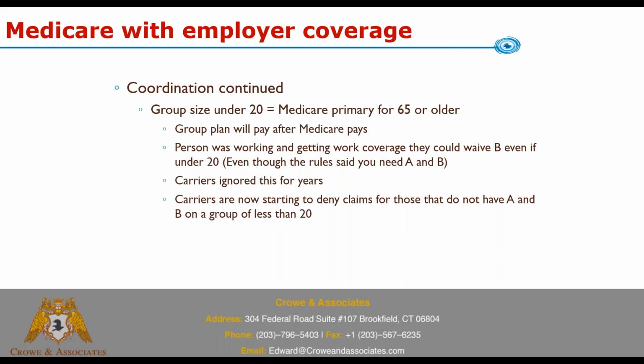So what the carriers are doing now is saying, well, you're actively working and getting coverage through work, but you should have Medicare as your primary. And since you don't, we're denying the portion of the claim that Medicare would have covered had Part B been in place. So they're calling people out on it now.